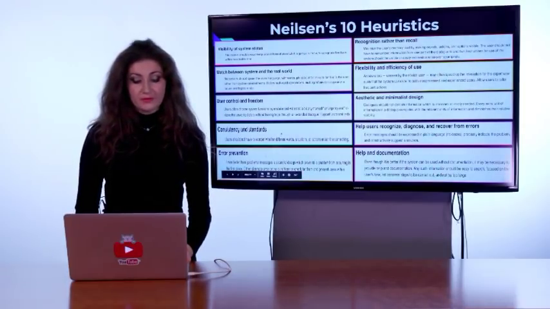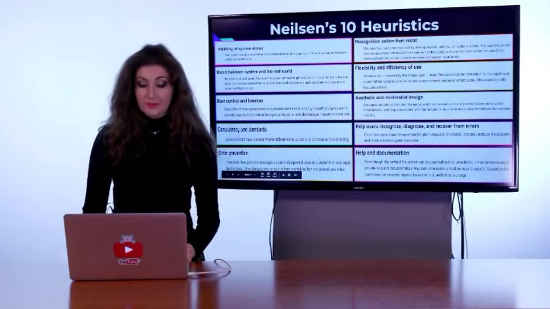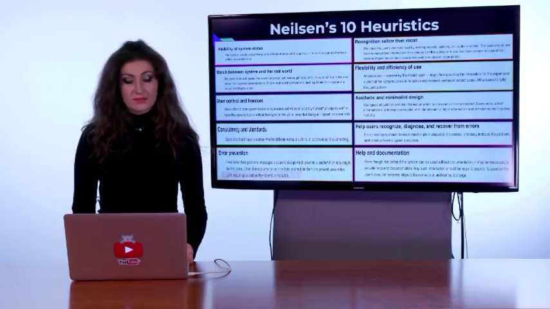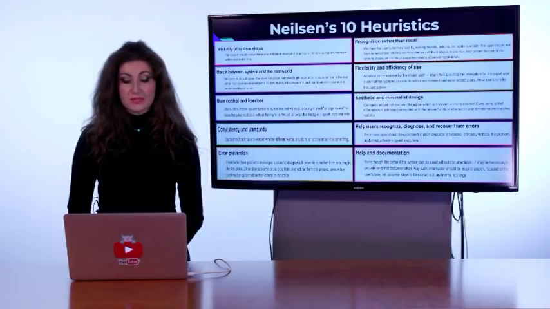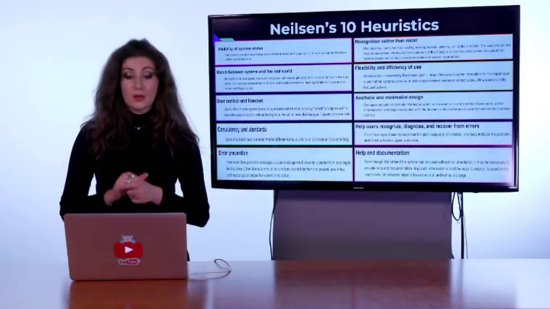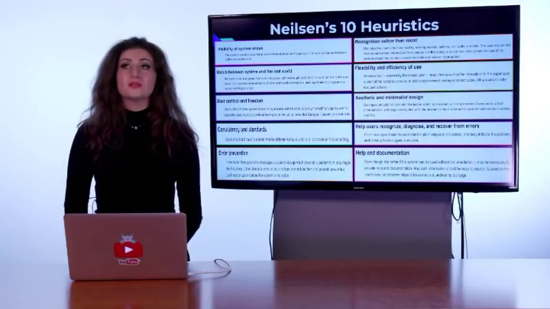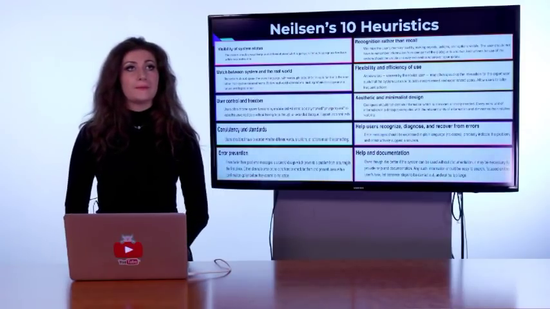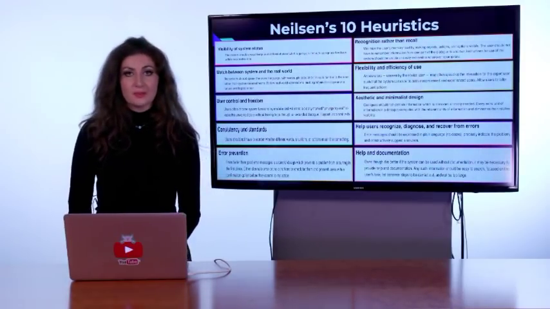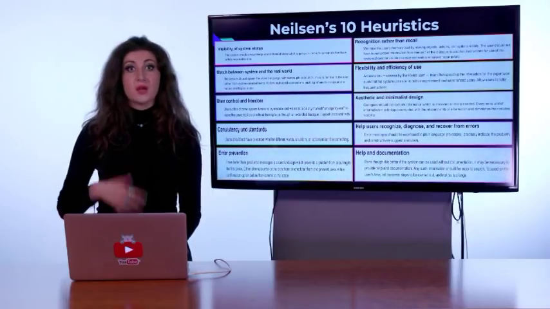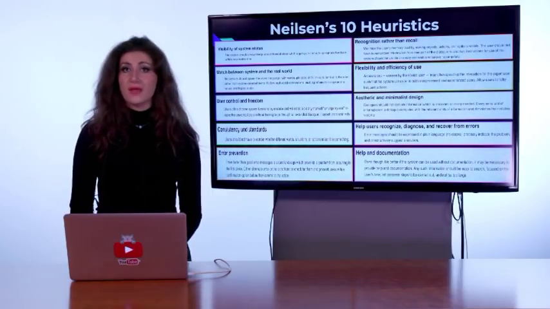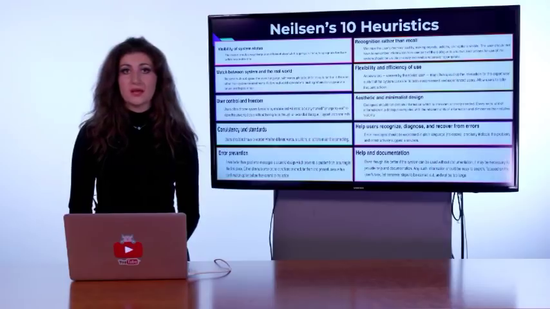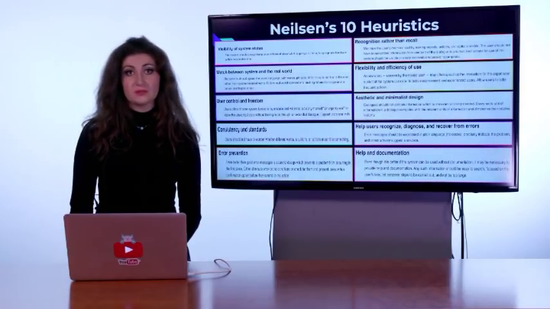So error prevention: even better than a good error message is a careful design which prevents problems from occurring in the first place. So either eliminate error-prone conditions or check for them and present users with a confirmation option before they commit to the action. This is really important if you think about things like online shopping. Anything that requires a financial commitment from you, that interface probably should have some sort of confirmation button to prevent a purchase in error.